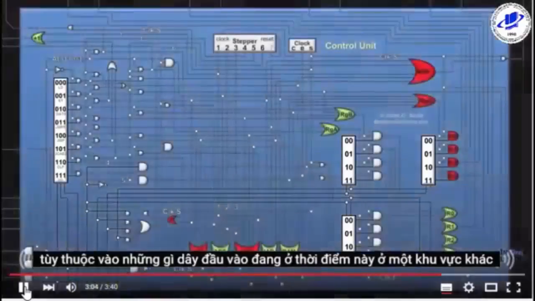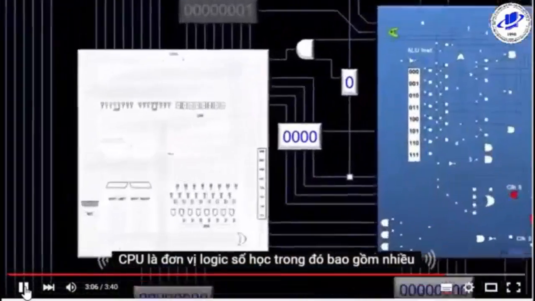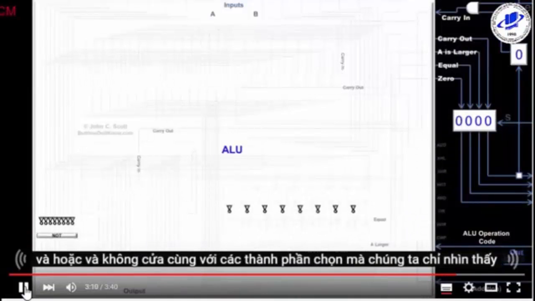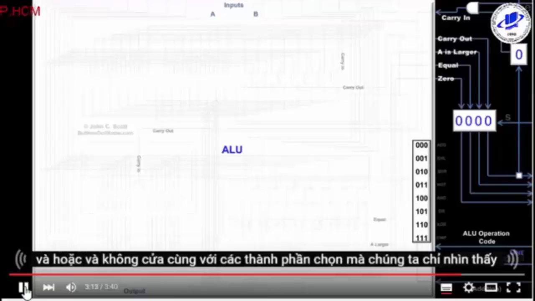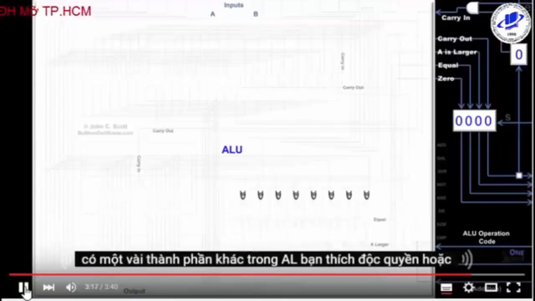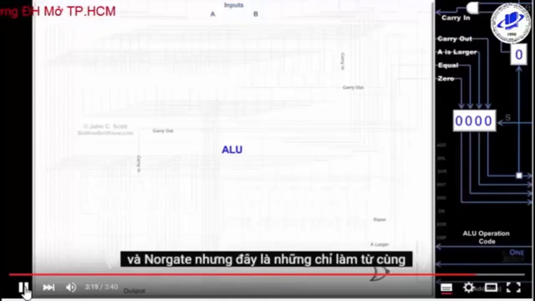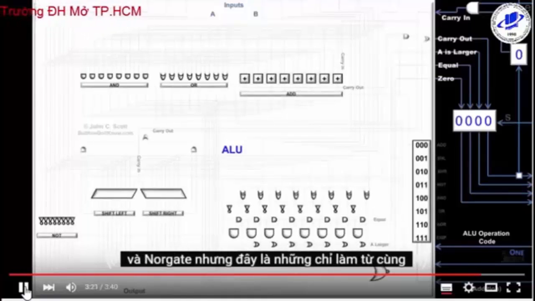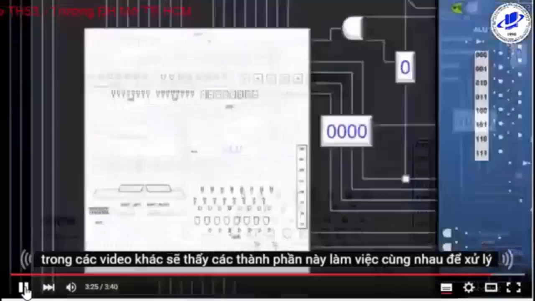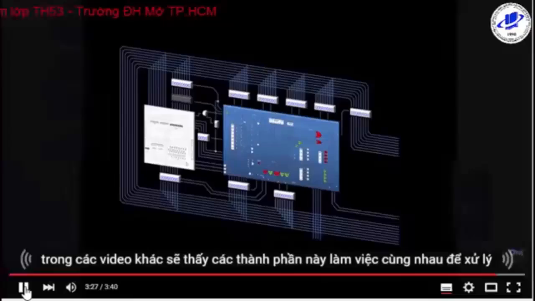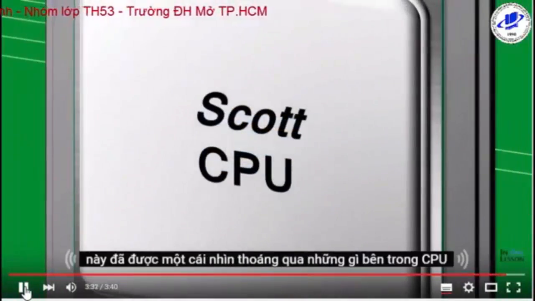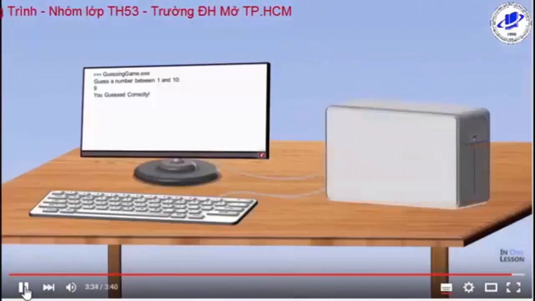In another area of the CPU is the arithmetic logic unit, which includes more AND, OR, and NOT gates, along with the selector component that we just saw. There are a few other components in the ALU, like the exclusive OR and the NOR gate, but these are just made from the same OR gates we saw earlier, along with some AND and NOT gates. In other videos, we'll see how these components work together to process instructions sent to the CPU. This has been a brief look at what's inside the CPU.